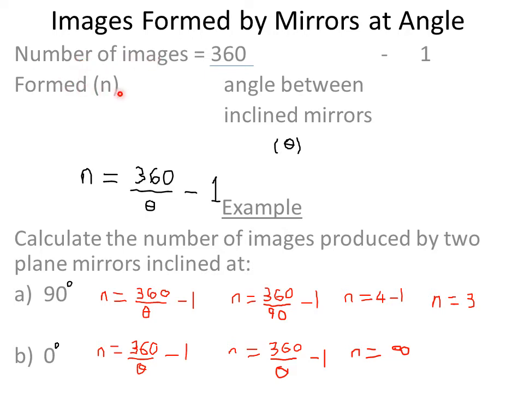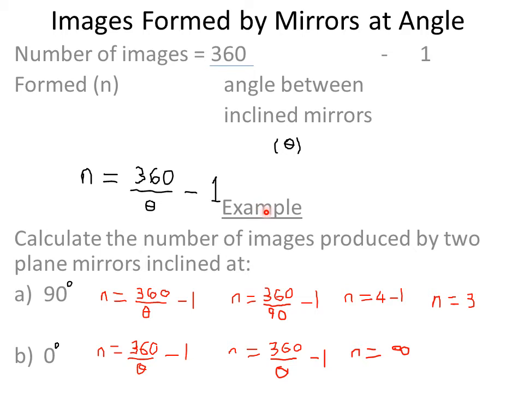Number of images formed, when mirrors are at an angle, is equal to 360 divided by the angle between the inclined mirrors, which is denoted by theta, then minus 1. So that is the formula that we usually use to find the images between mirrors which are inclined at an angle. In short, n represents the number of images formed, equals 360 divided by theta, where theta represents the angle of inclination between the mirrors, then minus 1.